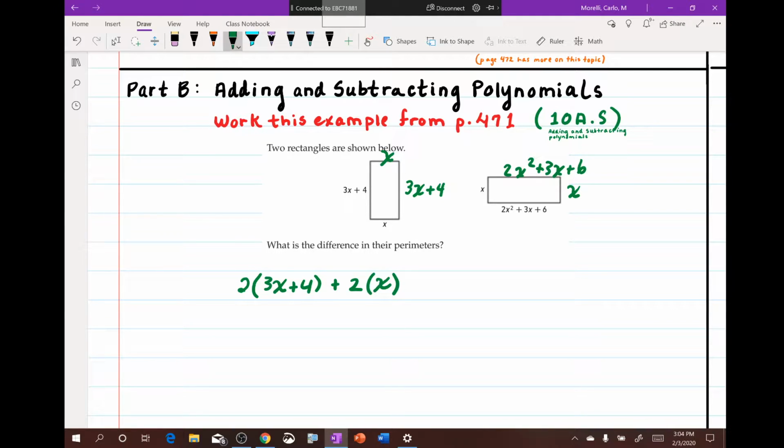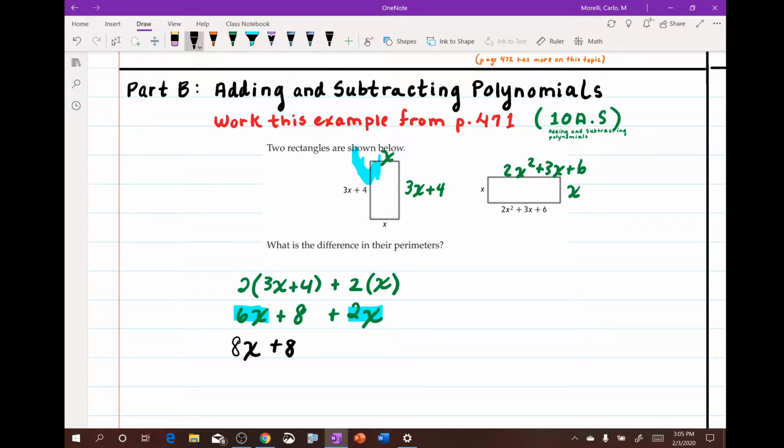So let's distribute that 2. 2 times 3x is 6x. 2 times 4 is 8. Plus 2x. Can we combine any like terms? Which ones? So let's combine those like terms. What do they add up to? 8x plus 8. So that's the perimeter of the upright rectangle.